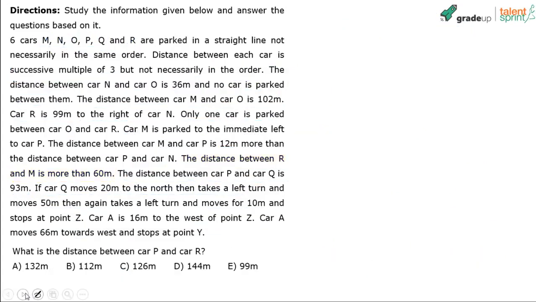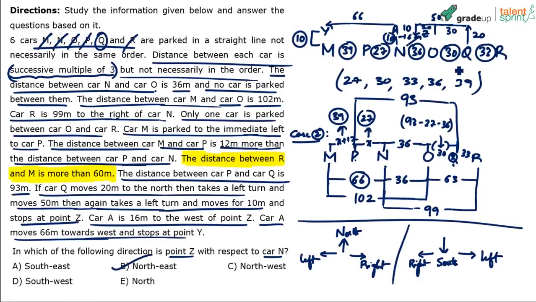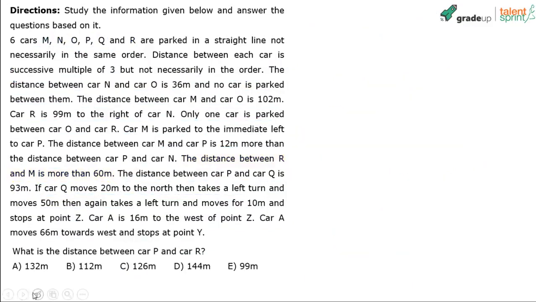Next question. What is the distance between P and R? I think 27 plus 36 plus 30 plus 33. You have to add all these values. So 27 plus 36 is 63. 63 plus 30 is 93. 93 plus 33 is 126. So our answer for this question should be 126 meters, which is option C.